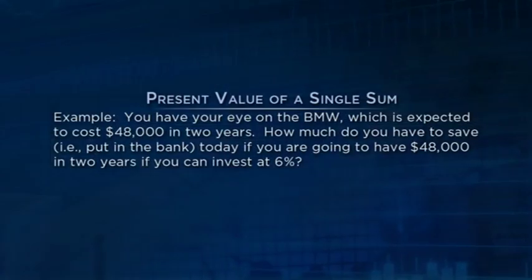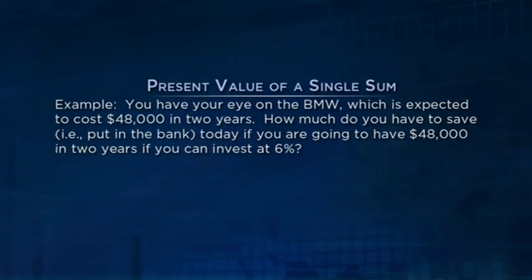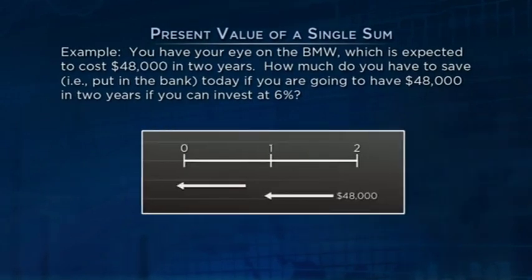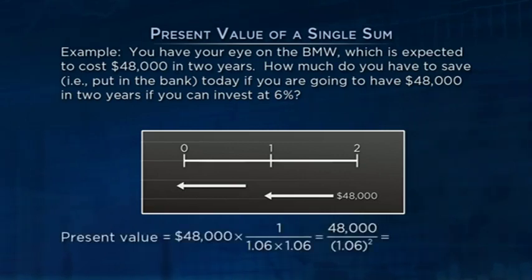Let's do an example. Say you have your eye on a BMW, but you don't have enough money right now, and that BMW is going to cost $48,000, say in 2 years. How much do you have to save today if you're going to have $48,000 in 2 years? Let's say you can invest at 6%. The answer is, what's the present value of $48,000 discounted back 2 years? So take $48,000, divide by 1 plus 0.06, raise that to the second power, that equals $42,719.83.